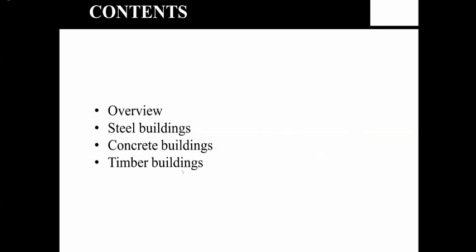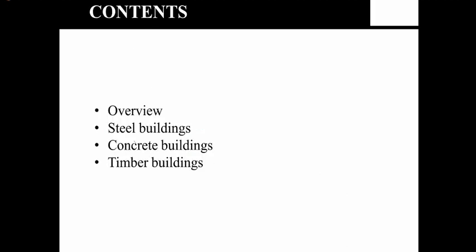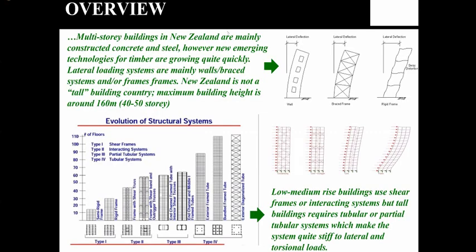And now coming back to the structural forms and connections in commercial buildings. Again, I just want to give an overview of the common structural systems we have in steel buildings and concrete buildings and timber buildings, right? So multi-story buildings in New Zealand are predominantly constructed using steel and concrete, but these days timber is growing quickly, and the lateral loading systems are mainly walls or brace systems or frames, right?